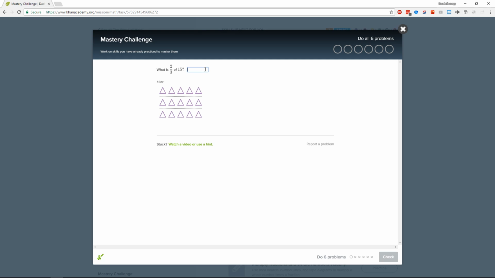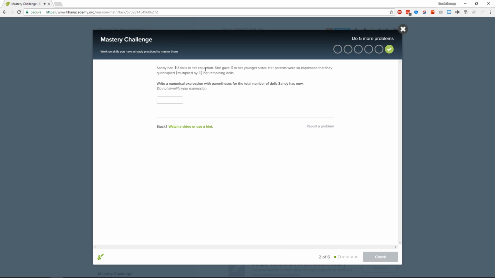What is 2/3 of 15? 10. Sandy had $10 in her collection. She gave 3 to her younger sister, who was so impressed that they quadrupled her remaining dolls. So 7 times 4 sounds like 28 to me. Write a numerical expression with parentheses around the total number of dolls. 7 times 4.